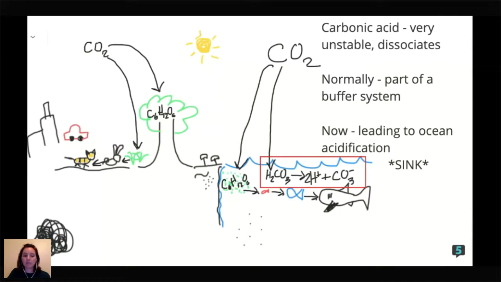But so much carbon dioxide has dissolved into the ocean that there are lots of those carbonic acid molecules floating around. And so they have started to lower the pH of the ocean, which is now leading to ocean acidification. It is one of the biggest sinks of carbon in the carbon cycle, because it gets stuck, because it just dissolves into the water, and also because the carbon in the food webs sticks around for a really long time.